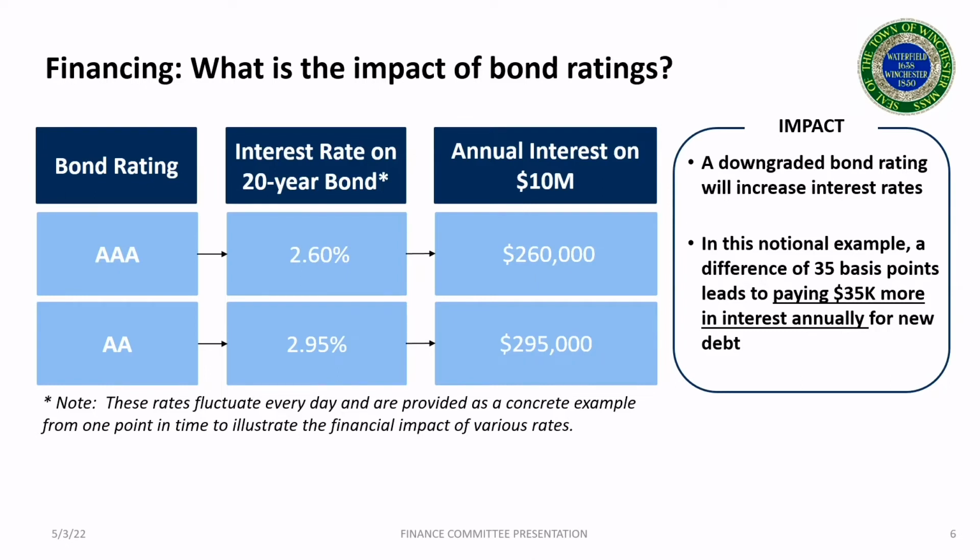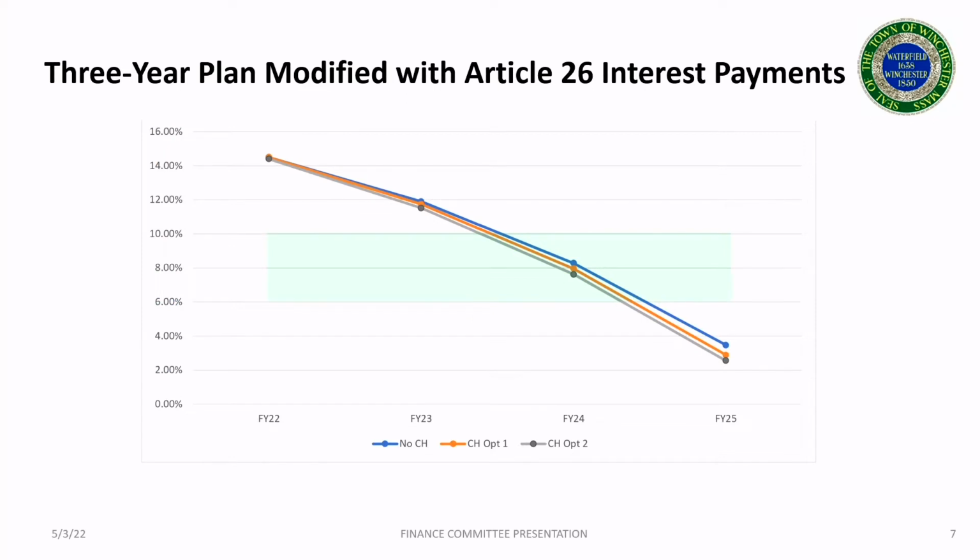So while our 3-year plan, modified with Article 26 interest payments, would not accelerate our operational override, it's still there and looming in FY25. But what this is doing is competing. If you pass Article 26, the debt service will put in jeopardy our bond rating and compete for our scarce supply of free cash for the required capital projects.